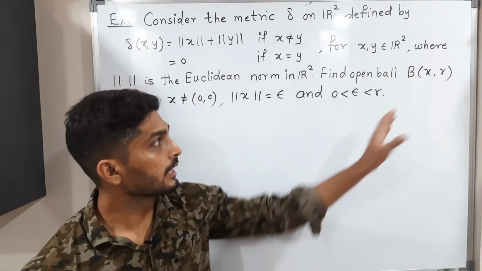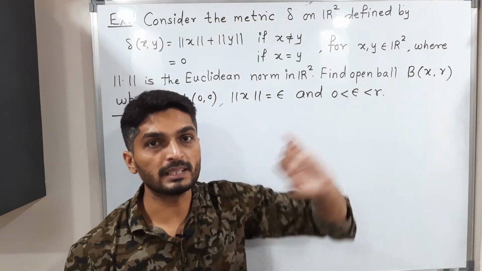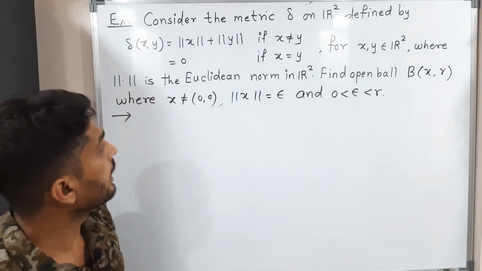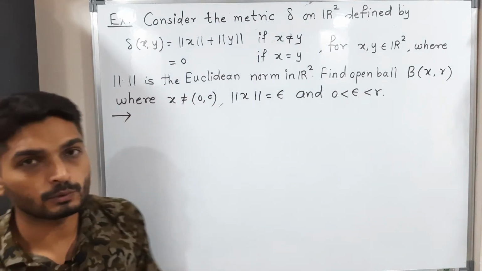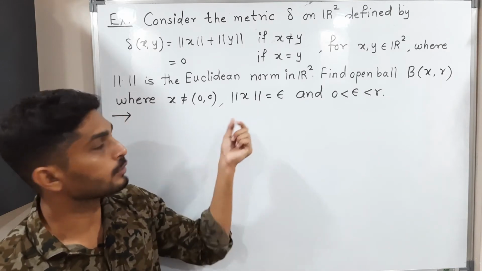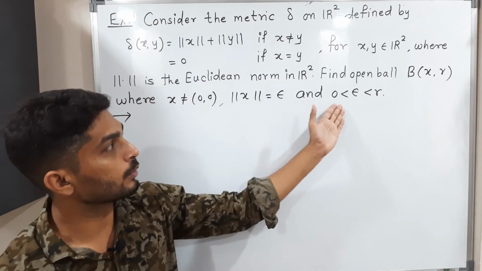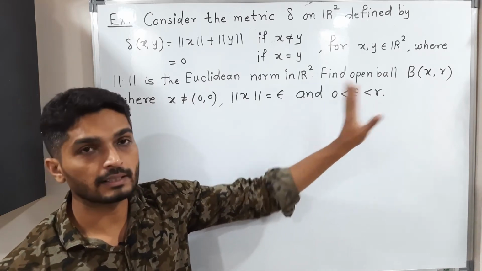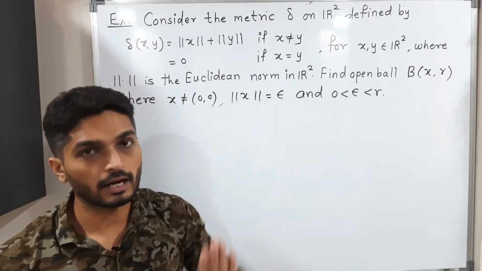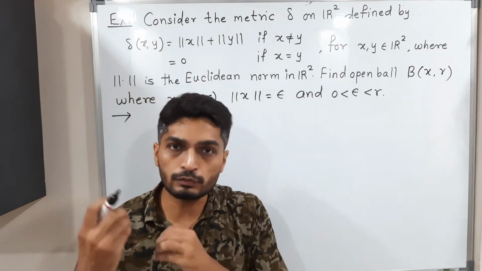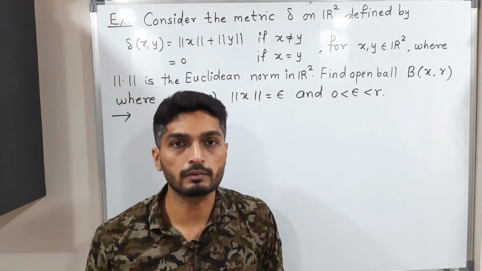The difference is here we have to find this ball B(x, r). Where x is not equal to 0, and it is looking different. Norm x is equal to epsilon, they have mentioned, and 0 less than epsilon less than r. So let us follow the definition. No need to think much about it, just follow the definition and let us find what we will have.